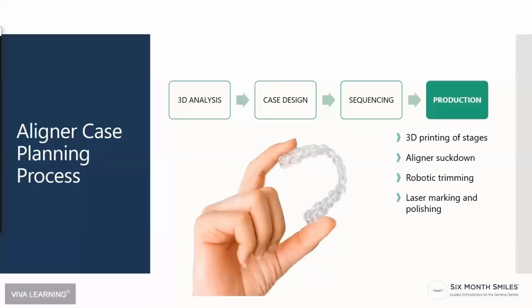Then we move into the production. On the production side, obviously we look at the 3D printing, the stages, and the liner pressure forming, and we use robotic trimming or 5-axis trimming, so there's less human error this way, and then laser marking and polishing for the best approach for your aligners and the best quality.